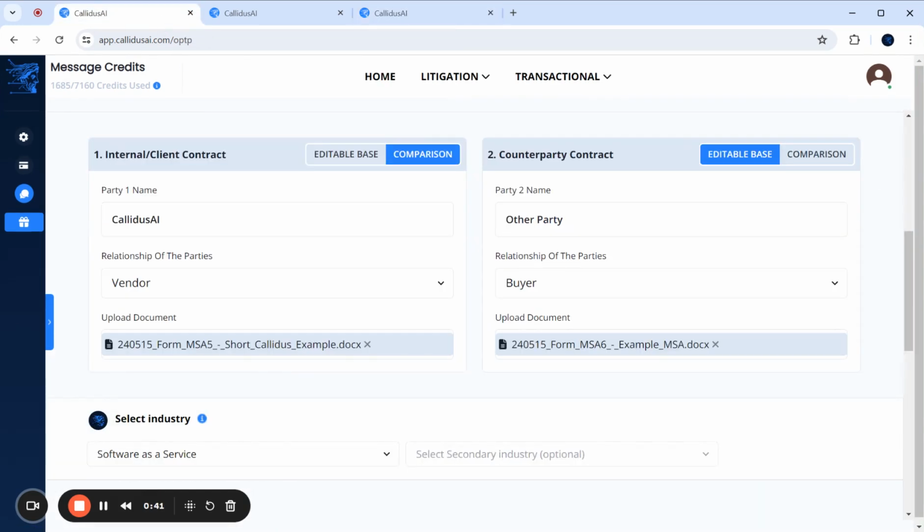This is most useful for when you have an internal reference template that you like to redline against, and you're frequently having to redline other parties' contracts, but you want to redline them in your preferred substance and style. Here, you upload the other party's contract and yours.